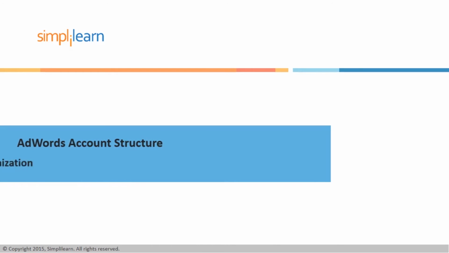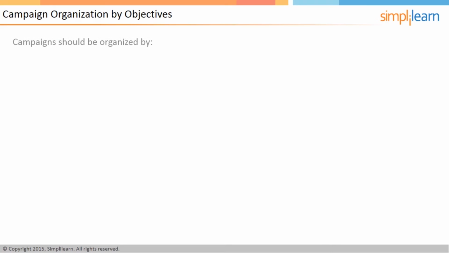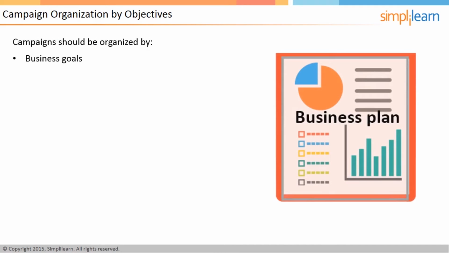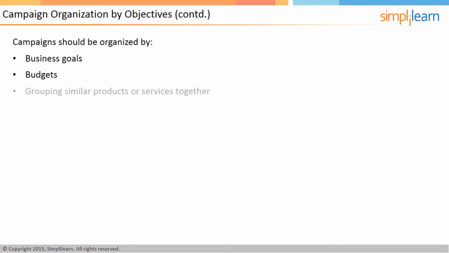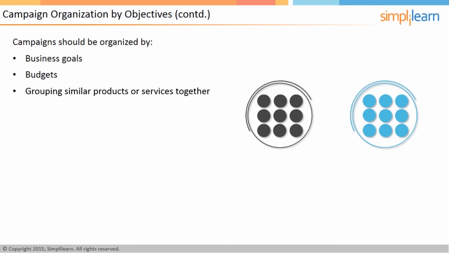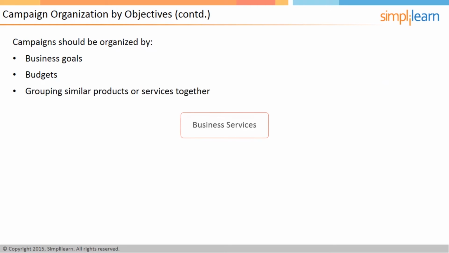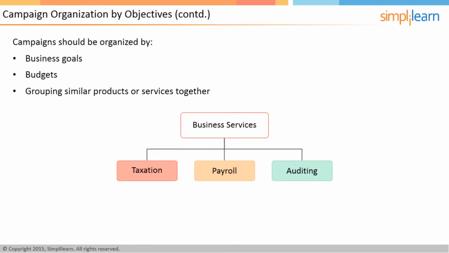Now let's look at how you should organize campaigns themselves. Campaigns should be organized by business goals, by budgets, or by grouping similar products and services together. So if you're an accounting company, and you do taxation, you do payroll, and you do auditing, these are three very different themes. So it's useful to make three campaigns, one for each theme. That way you can set a budget for each of the different services that your company offers, and then make sure the ad groups within each campaign are related to those particular themes and campaign overall options and goals.